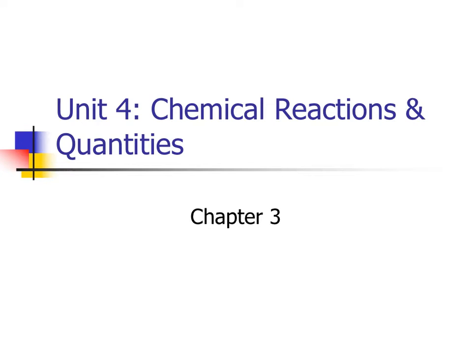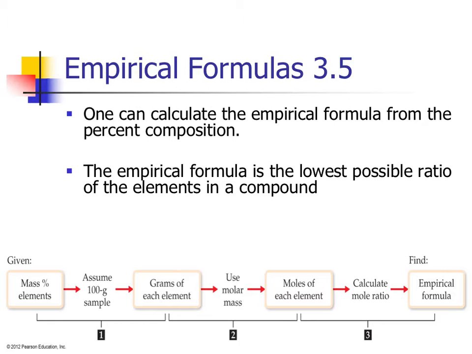So, continuing on in Unit 4, Chapter 3, and again, maintaining the quantities. Don't worry, we will be coming back to those chemical reactions very, very shortly. So, empirical formulas are, again, usually based on a percent composition. This is just the first step in doing a longer process.